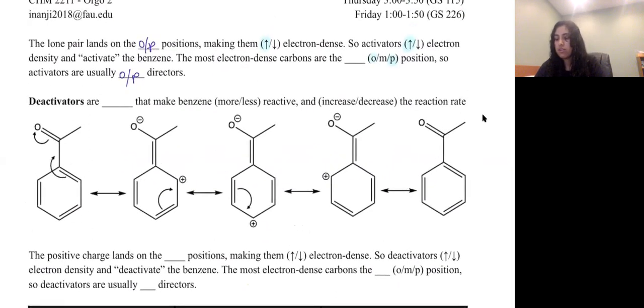So now for deactivators, we can see that the resonance arrows are going the opposite way. They're going out of the benzene. So deactivators are electron withdrawing groups that make benzene less reactive. Electrons drawn with a half arrow, but this is a full arrow. Okay, so it makes the benzene less reactive, which decreases the reaction rate.